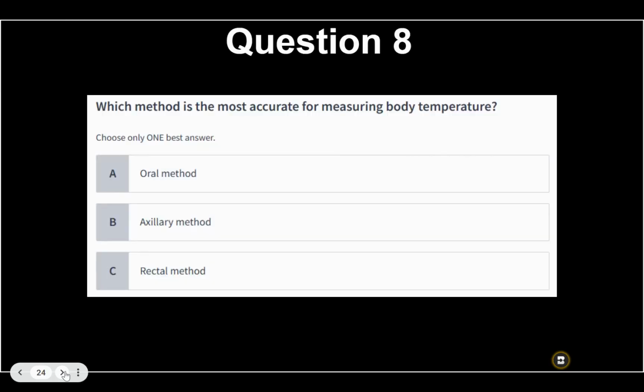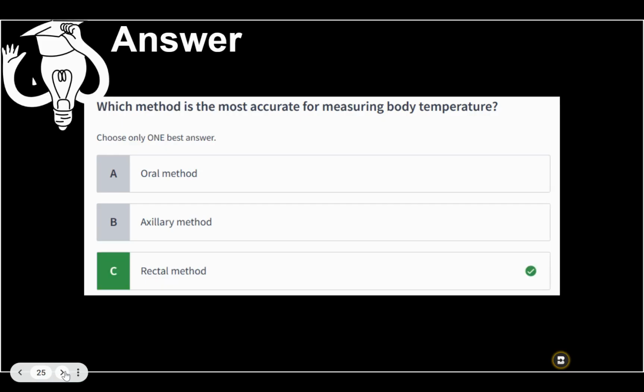All right, guys, question number 8. Which method is the most accurate for measuring body temperature? Is it A, the oral method, B, axillary method, or is it C, the rectal method? Now, if you said C, rectal method, then you are correct.